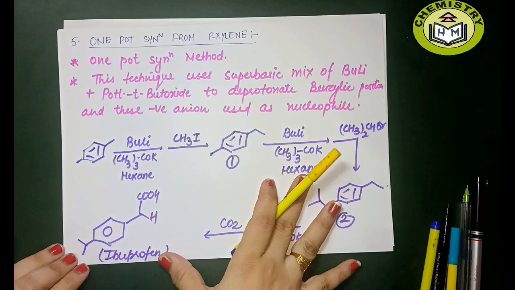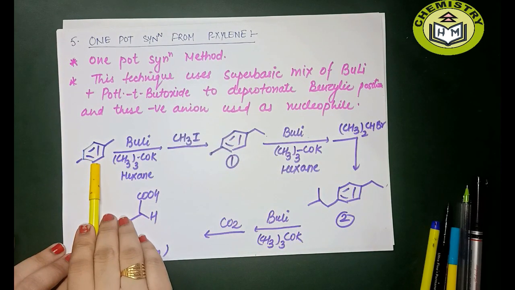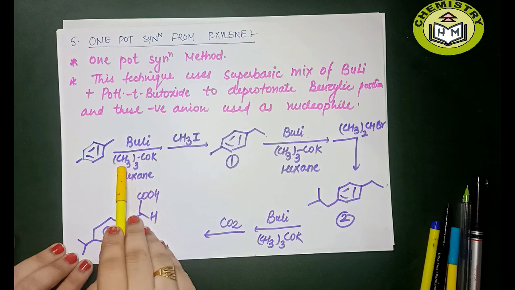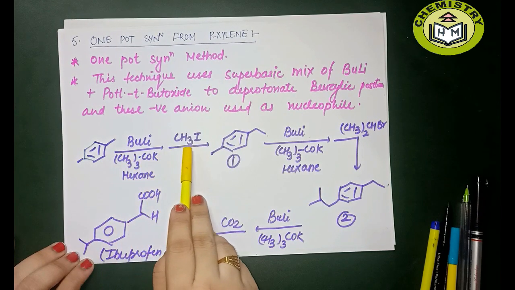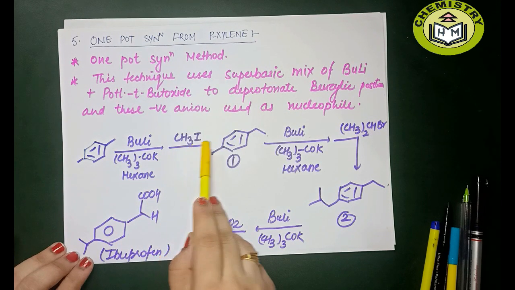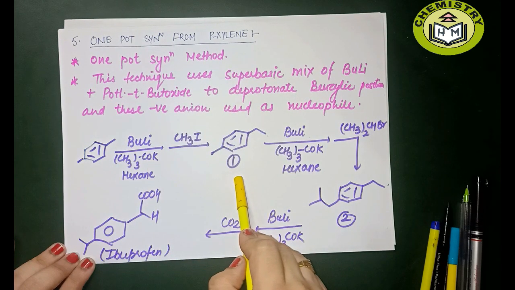This is the one pot synthesis method. For the synthesis of ibuprofen, I am again repeating, we have to take paraxylene, butyl lithium, potassium tertiary butoxide mixture, hexane acting as solvent, then we have to treat it with methyl iodide. We are getting methyl inserted on this position, product number 1.